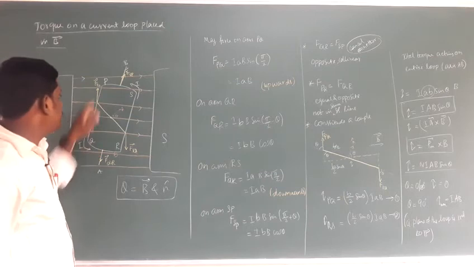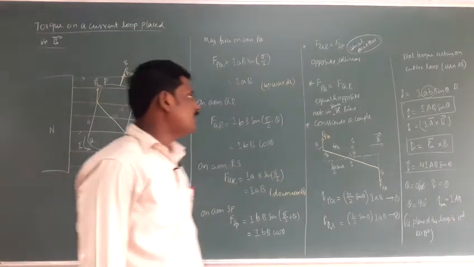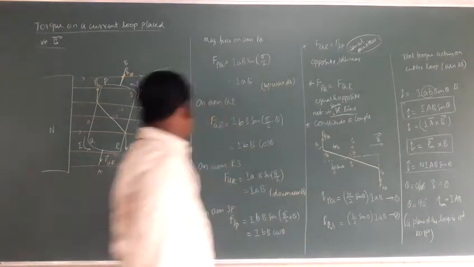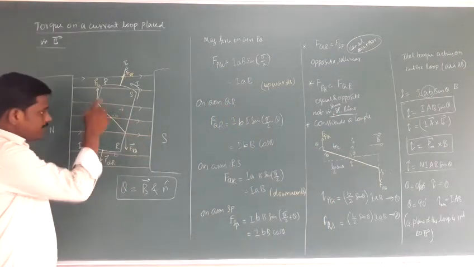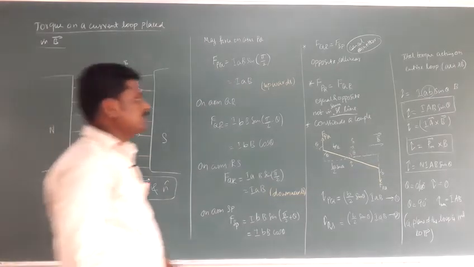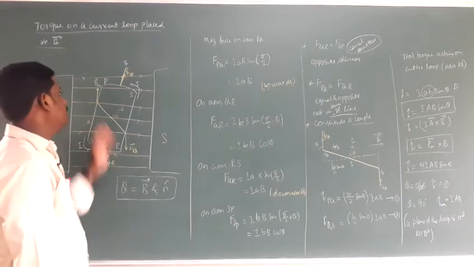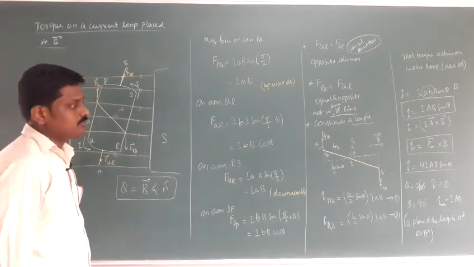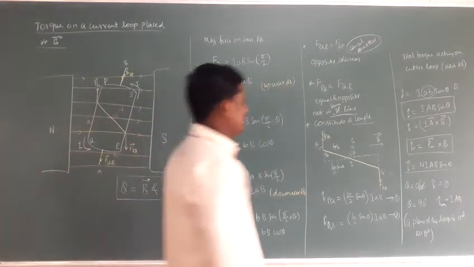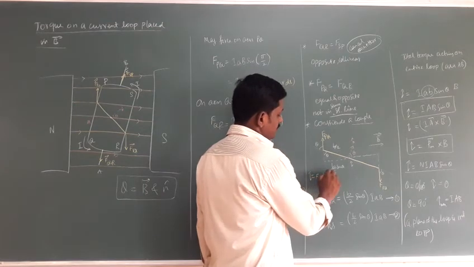Then F PQ and F RS are equal and opposite but not in the same straight line. Here the force in this point, and here the force, just crossed, so it constitutes a couple. For that couple we need a force and a perpendicular distance, as we have studied in the 10th standard. Torque tau is equal to force into perpendicular distance.